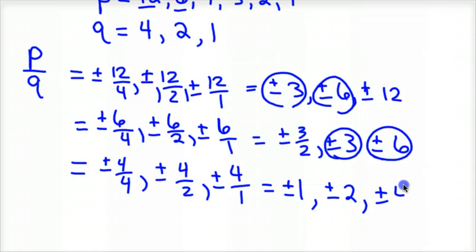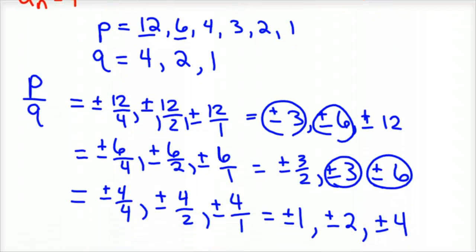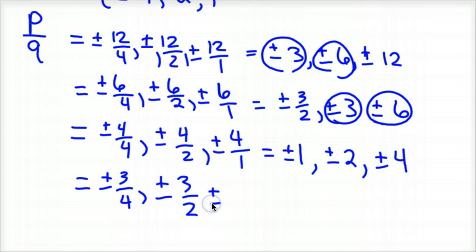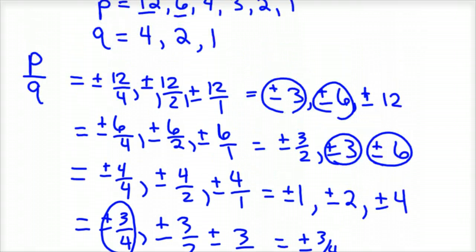Yeah. And so those are all new possibilities. Okay, and you just keep going down the line. So now we're going to go 3. So now your rational root could be plus or minus 3 over 4, plus or minus 3 over 2, which we already have, and plus or minus 3 over 1, which we already have. So the only new one that we got out of that is plus or minus 3/4, and so that's the only one I'll write down. So those are roots for that one, or possible roots for that.